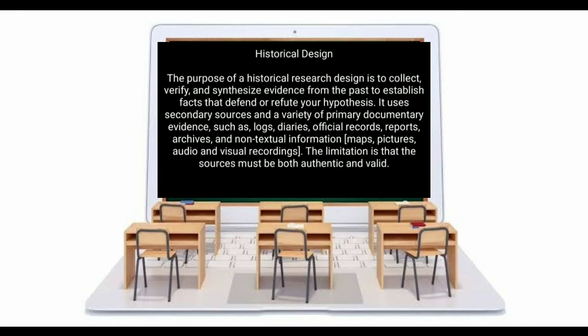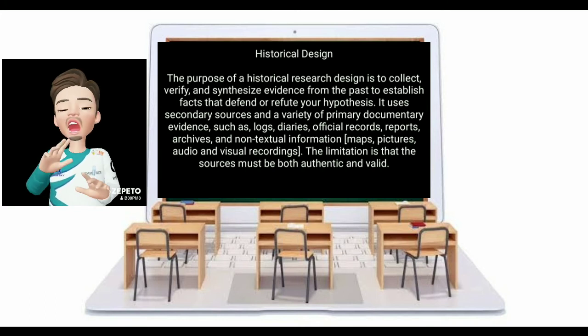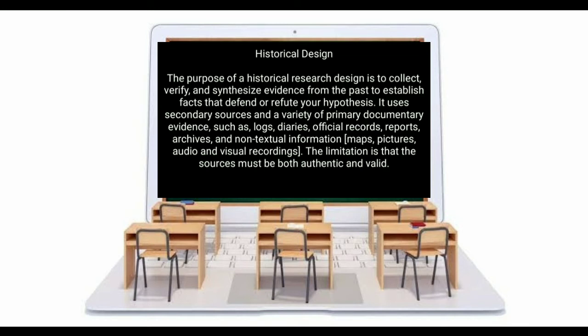Historical design. The purpose of a historical research design is to collect, verify, and synthesize evidence from the past to establish facts that defend or refute your hypothesis. It uses secondary sources and a variety of primary documentary evidence, such as logs, diaries, official records, reports, archives, and non-textual information: maps, pictures, audio, and visual recordings. The limitation is that the sources must be both authentic and valid.